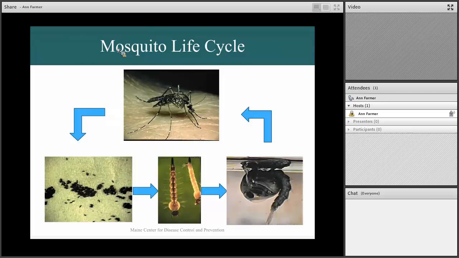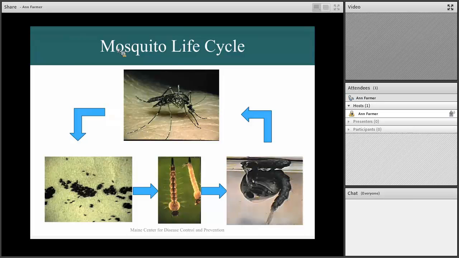Next, we have the mosquito life cycle. Mosquitoes require water to complete their life cycle. The life cycle consists of 4 different stages: the eggs, the larva, the pupa, and the adult. An adult mosquito will lay eggs in water, which will last for about 2 to 3 days. These eggs hatch into larvae, also called wigglers, which hang down from the surface of the water and use tubes to breathe. The larva stage lasts for about 1 week.